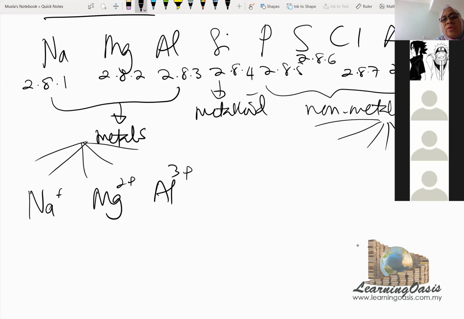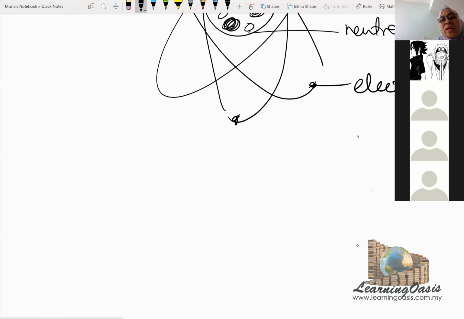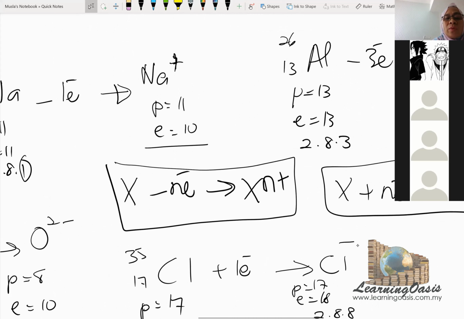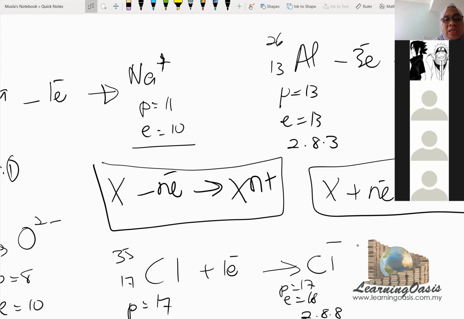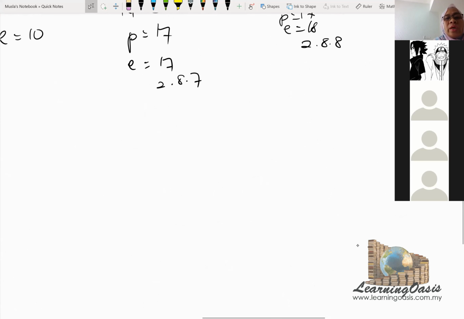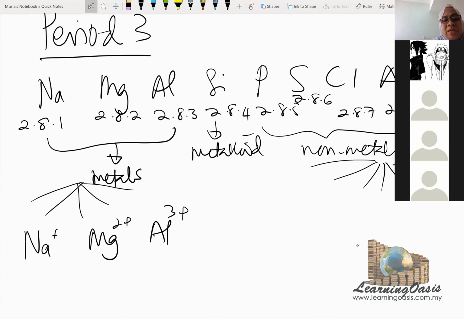Just now what did you learn, Marcus? Losing 1 electron, it forms +1. Losing 2 electrons, it forms +2. Losing 3 electrons, it forms +3. So coming back here, you have 2, 8, 1, sodium. Sodium has 1 valence electron, so sodium will form +1. Magnesium +2, aluminium +3, silicon +4.